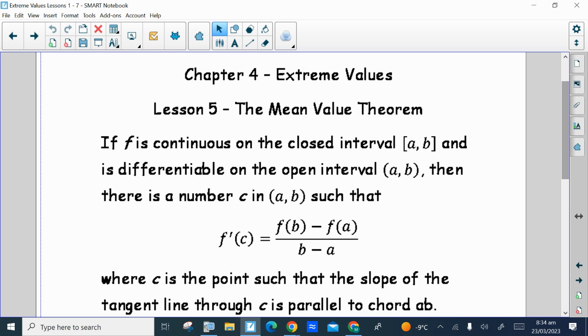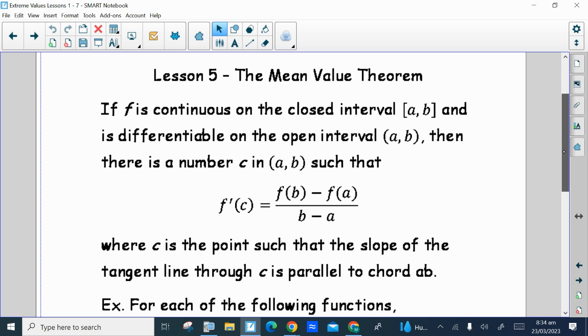Okay, so we've learned about finding intervals of increase, decrease. We've learned about finding where our local max or mins are, and in some cases those are absolute max and mins. So obviously those can be applied to graphing functions. So that's what we're working towards. So this lesson talks about the mean value theorem.